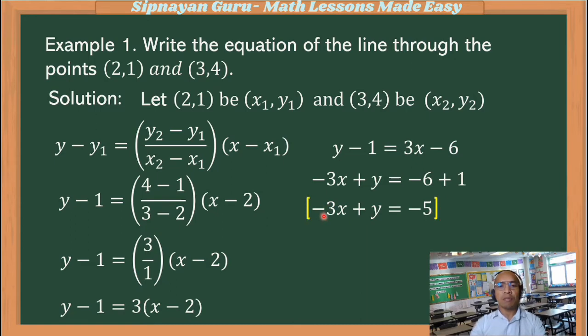Since the first term is negative, we will multiply the whole equation by negative 1. So change the sign of each term. So the equation would be 3x minus y is equal to positive 5. So this is the equation of the line that passes through points (2, 1) and (3, 4).